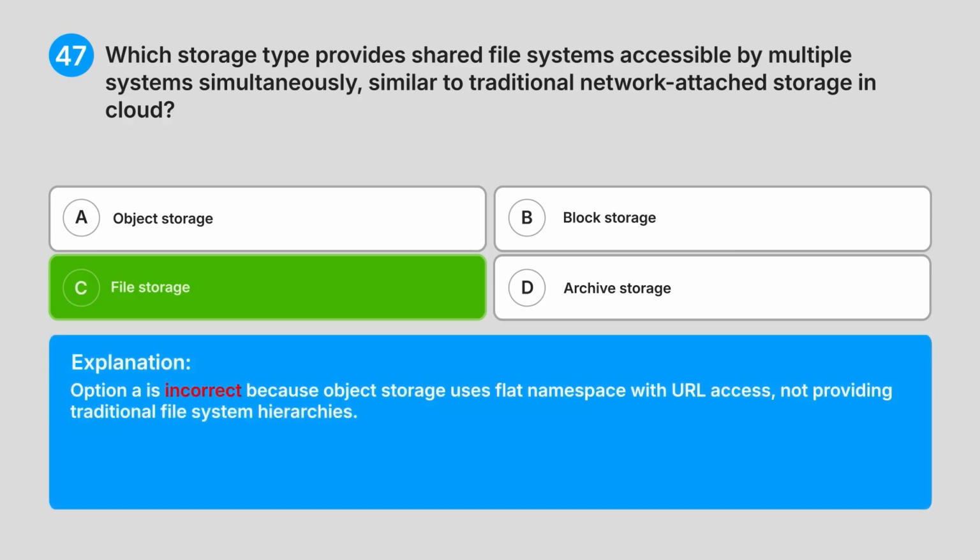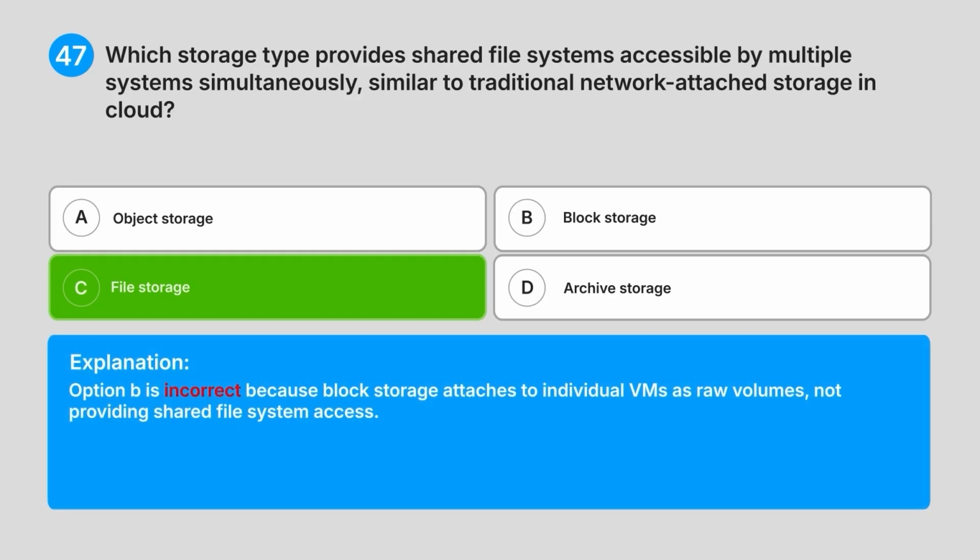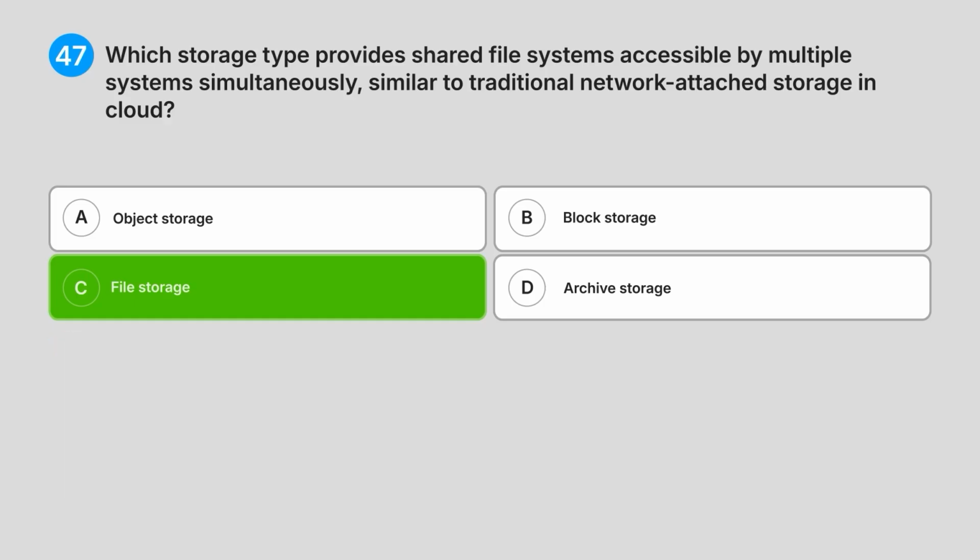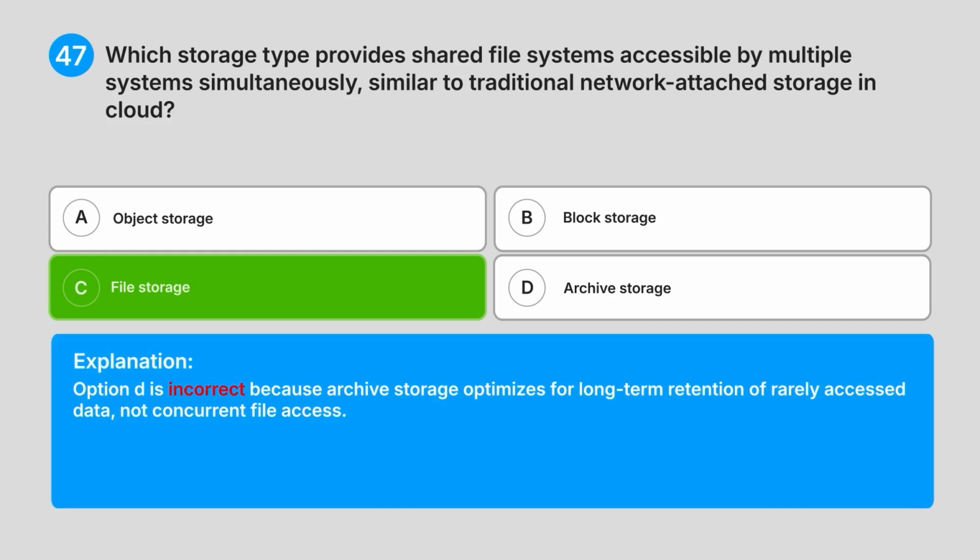Option A is incorrect because object storage uses flat namespace with URL access, not providing traditional file system hierarchies. Option B is incorrect because block storage attaches to individual VMs as raw volumes, not providing shared file system access. Option D is incorrect because archive storage optimizes for long-term retention of rarely accessed data, not concurrent file access.